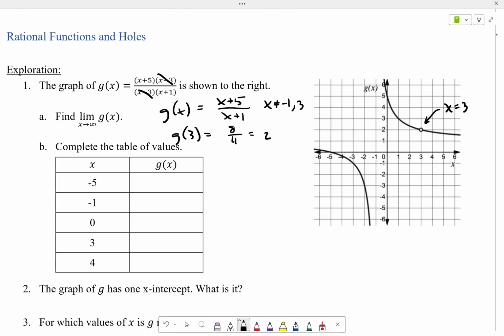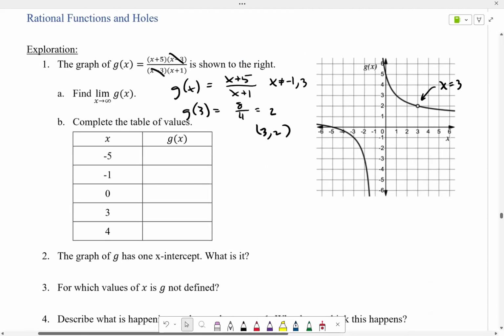Just understand that this value, that 3 comma 2, is not actually on our function. It presents as a hole in the graph. A simple way to understand holes is that it's the vertical asymptote that would have been there if it didn't cancel. But it canceled, so it's a hole.